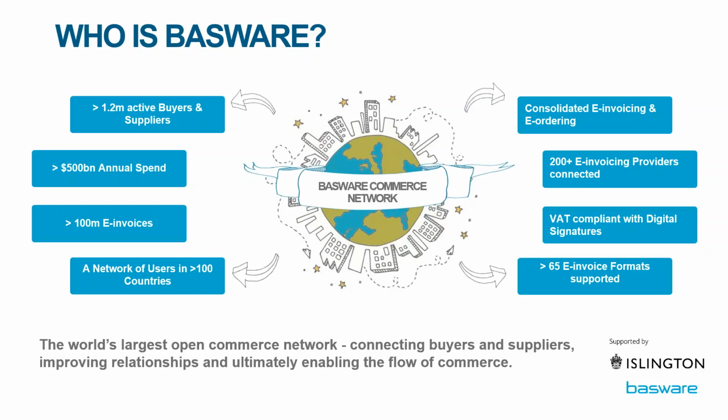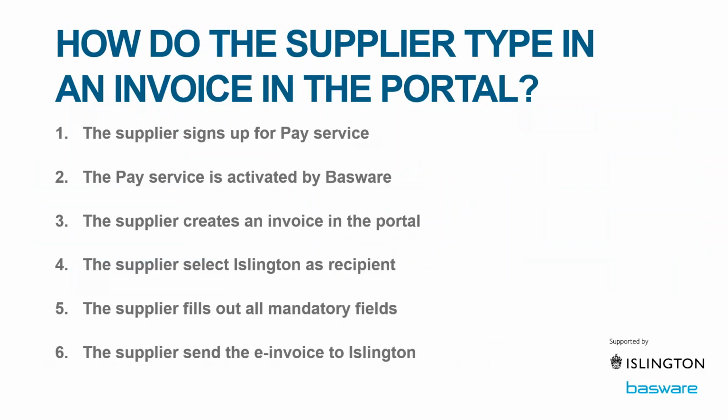Let us take a look at how the supplier uses the portal to type in an invoice, so you will get an idea of how the supplier works with the portal. How does the supplier type in an invoice in the portal? Well, first, the supplier needs to sign up for Basswire Pay. Remember that the supplier is already a user in the portal and has already used the key-in function within the portal to create e-invoices. Second, the pay service is activated by Basswire after the supplier has been approved. This will take about 5 to 7 days, depending.